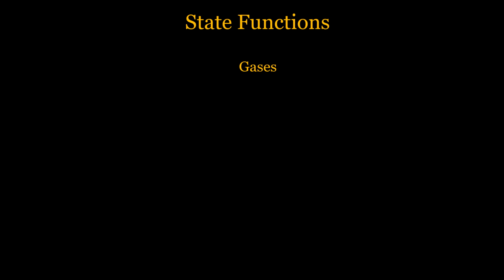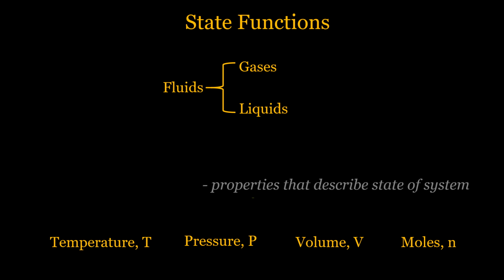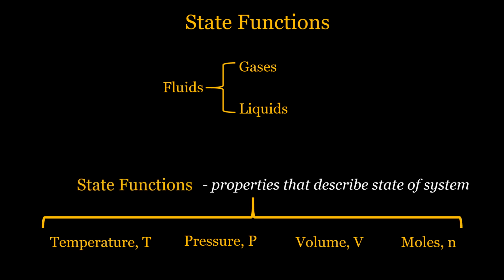Sometimes, gases and liquids are collectively called fluids because, unlike solids, both gases and liquids flow in free forms. The thermodynamics of gases can be described by their properties including temperature T, pressure P, volume V, and the amount of gas n. The properties that describe the state of a system are called state functions. 3 out of 4 state functions of a gas are enough to describe a gas, because the fourth will be related to the other 3.